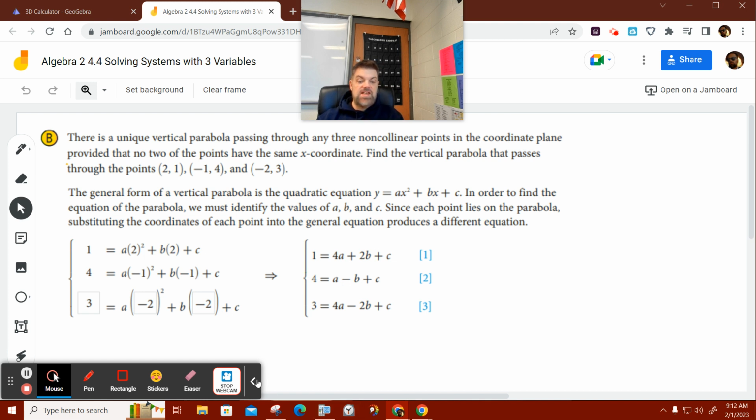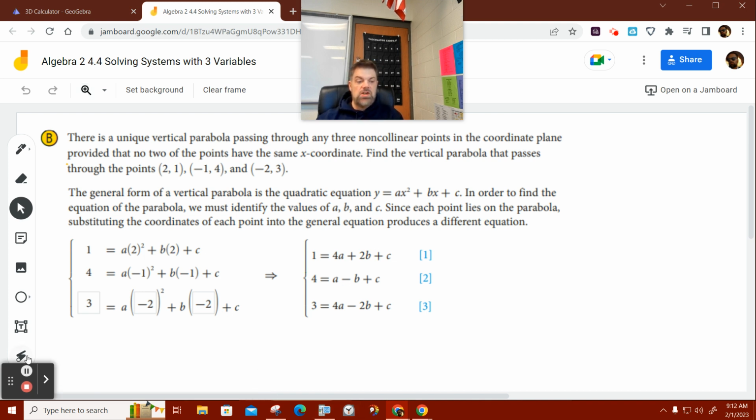So it says there is a unique vertical parabola passing through any three non-collinear points, that means they're not on the same line, in the coordinate plane, provided that no two of the points have the same x-coordinate. Find the vertical parabola that passes through the points (2, 1), (-1, 4), and (-2, 3). So we are solving systems with three variables.